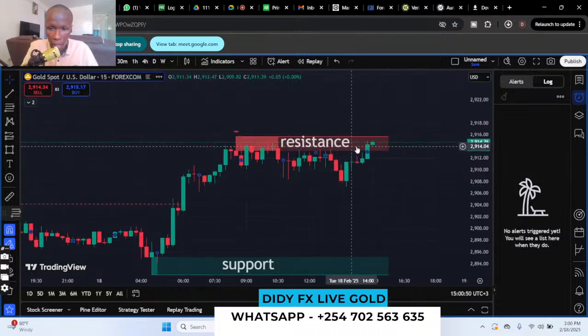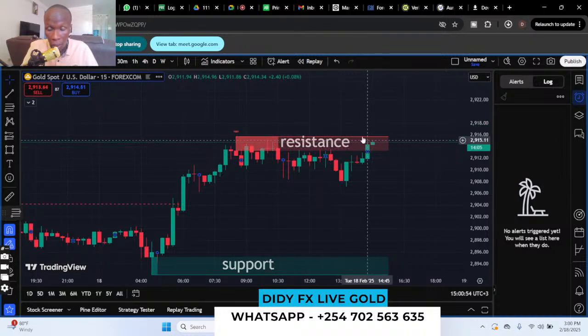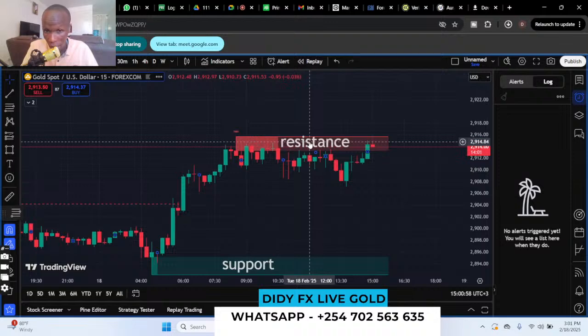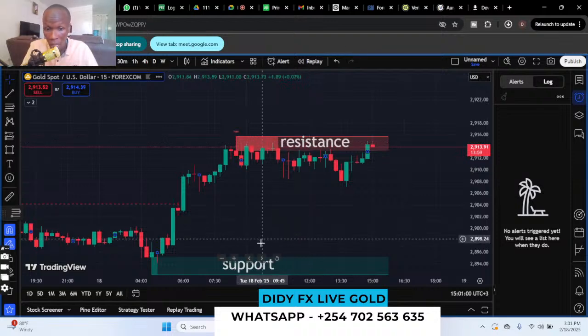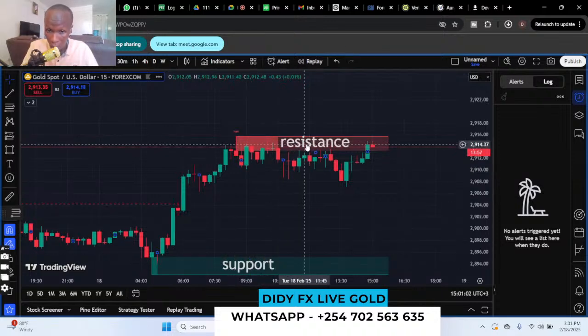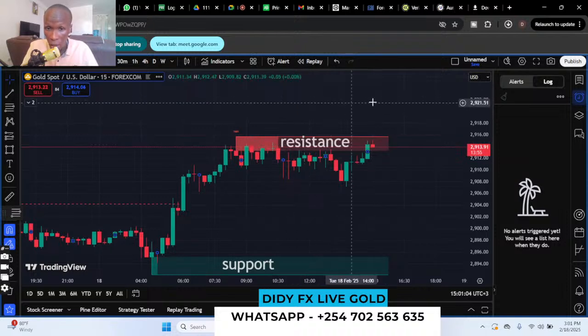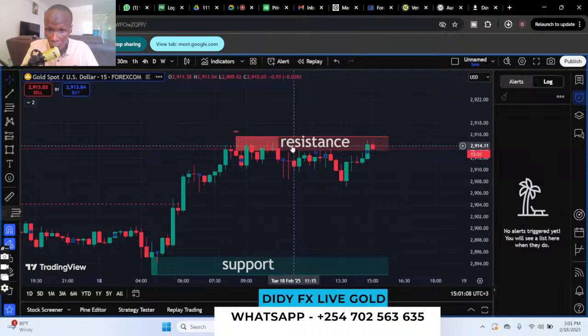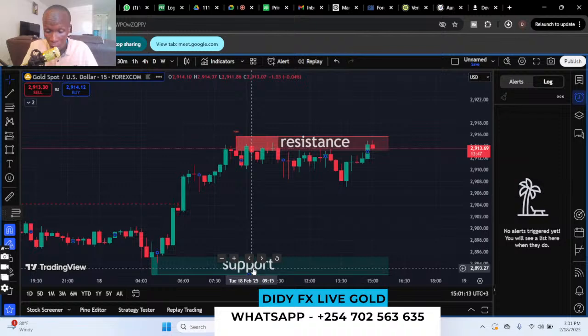At this area, if the market decides to break above this resistance zone, we can call that area our support zone. It will no longer be our resistance zone, but this time it will be our support zone. Then our resistance zone will be the next point where the price reached. So for now, this is our resistance zone and this is our support zone. I hope you guys can understand.